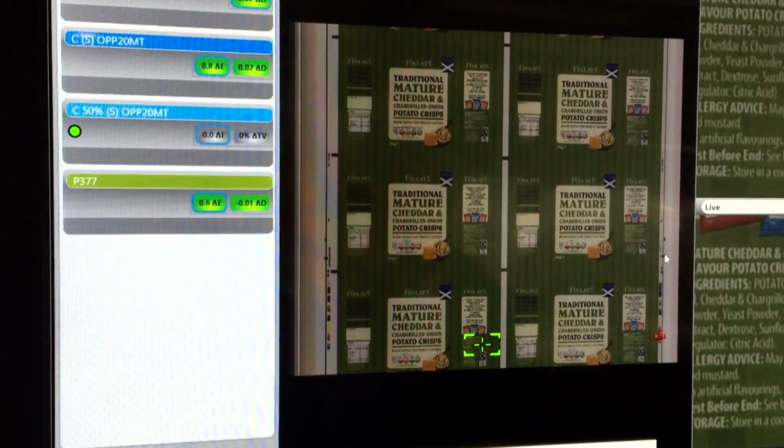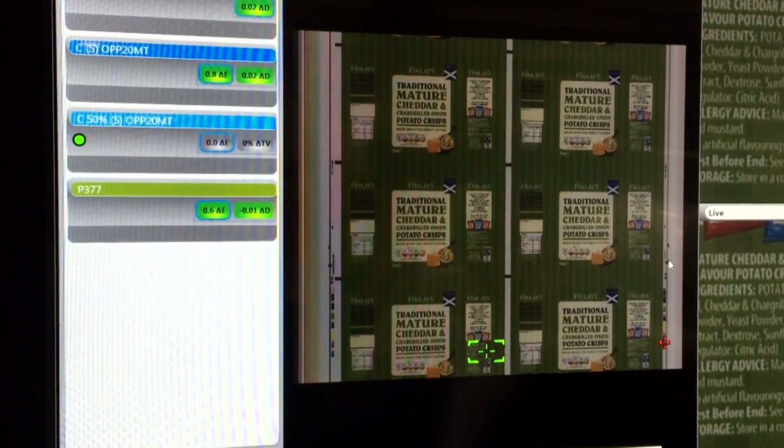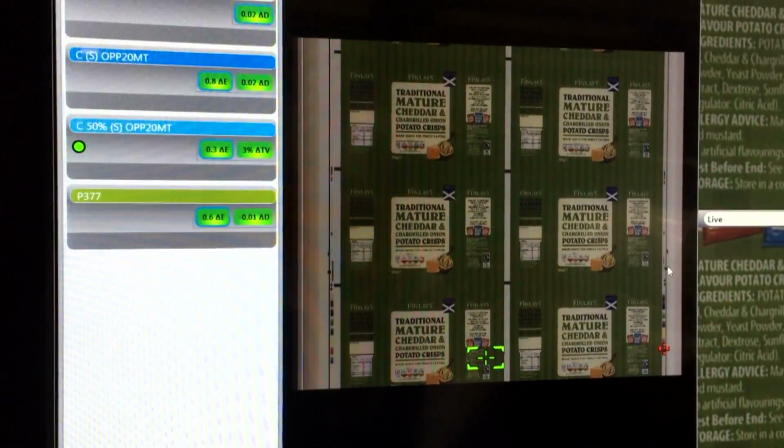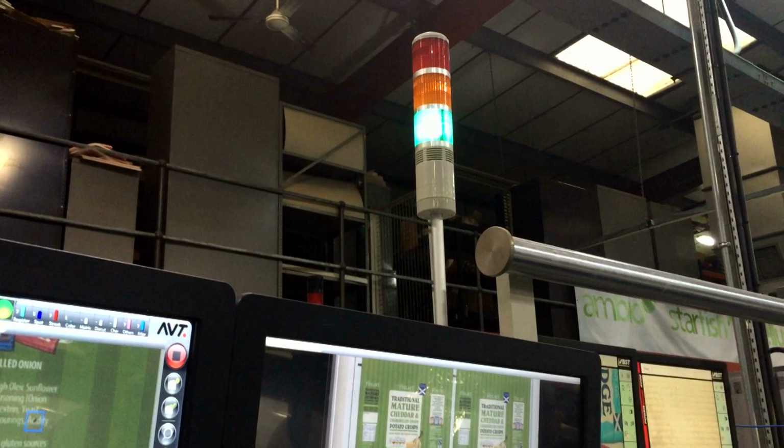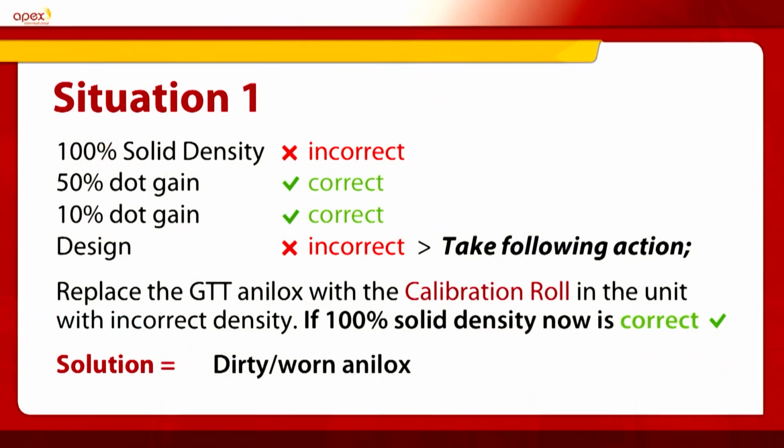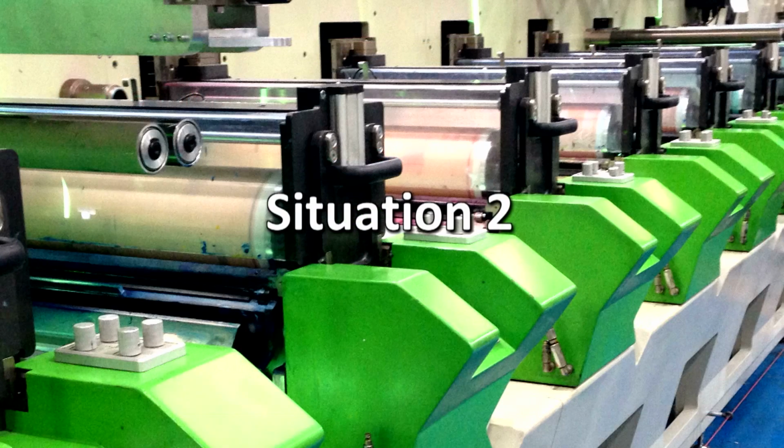Now you see the Spectro Lab is checking again the color of the cyan with the green dot, and now it is in specification and correct. All green lights. Therefore, situation one. We've changed the analogs for the calibration roll and the color has come correct. Therefore, the analogs itself was the problem. We also have situation two.